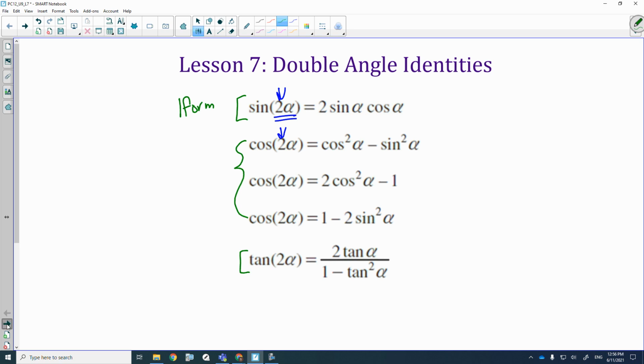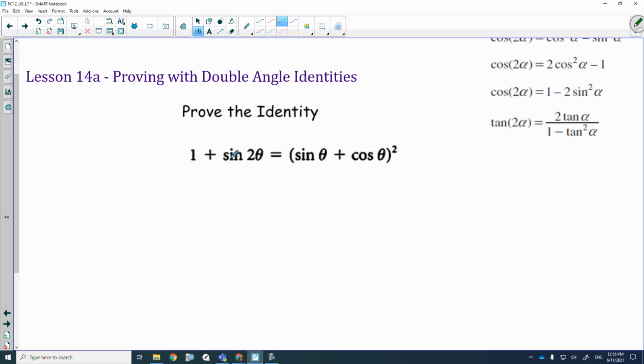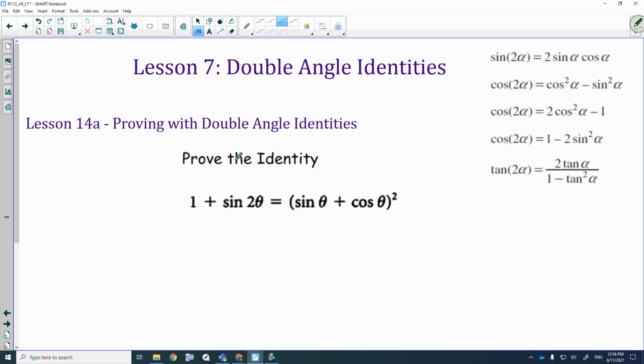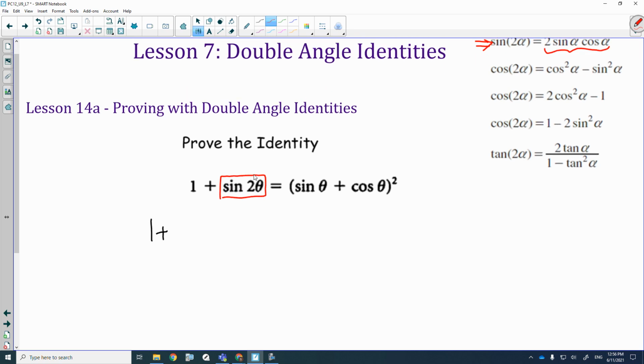How we're going to start this is by doing a couple of proofs using double angle identities. So we're going to start by proving this identity. On the left-hand side, I see a double angle identity for sine. If you look at your double angle identities, this is the double angle for sine, and that matches up with this form here, and I could replace it with the identity, which is 2 sine of theta cos of theta. There's a 1 in front, so I'm going to bring down that 1 plus, and I'm going to change this for the identity again, which is 2 sine of theta cos of theta.